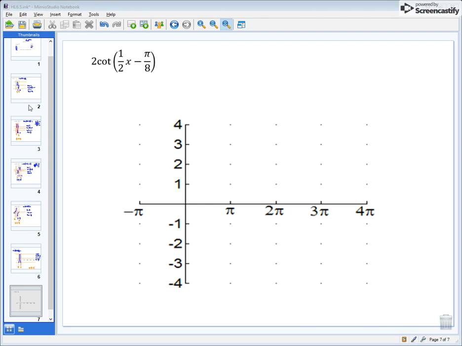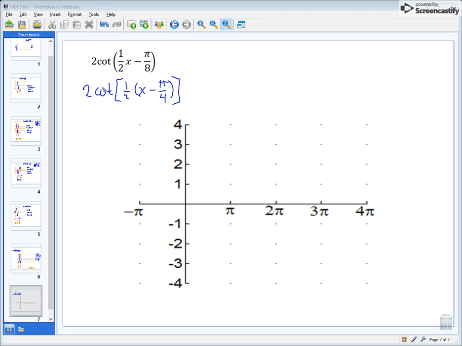All right, here's your last example. We've got 2 cotangent of 1/2 x minus pi 8. So again, we want to factor out the number that's next to the x. So if we factor out a half, we're left with x minus pi fourths.